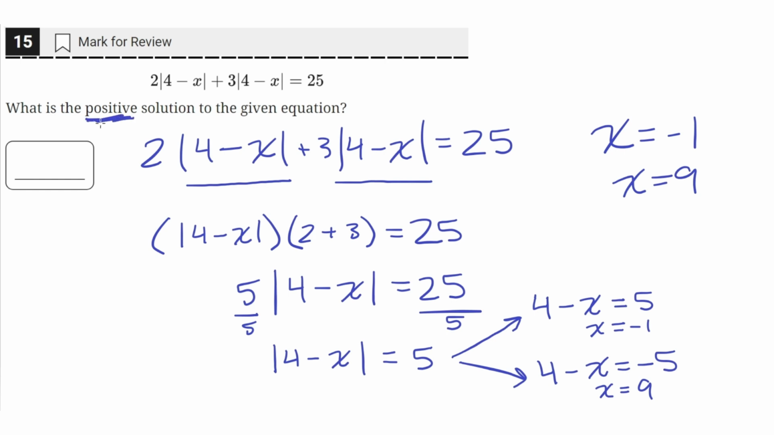But the problem asks for the positive solution. So we just use the x equals 9 solution since 9 is positive, and not the x equals negative 1 since negative 1 is negative. So the answer is 9.